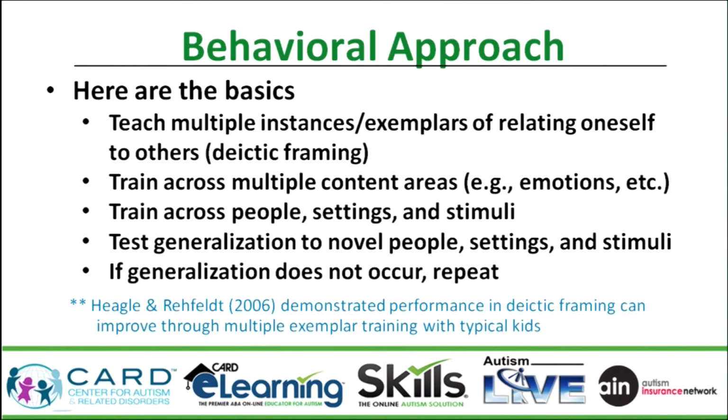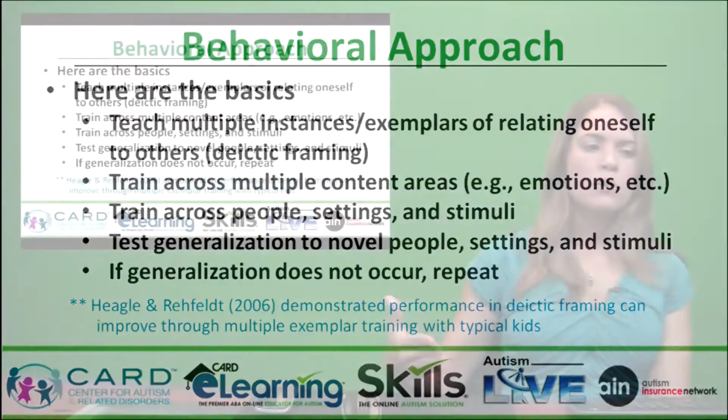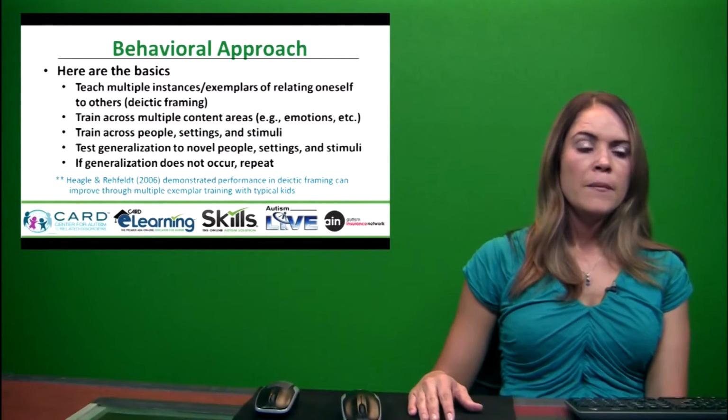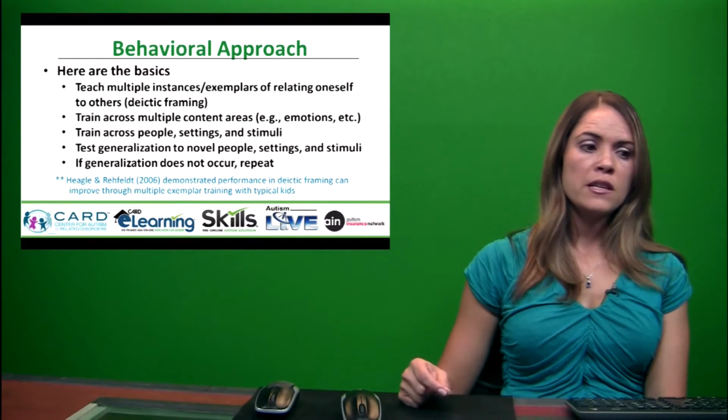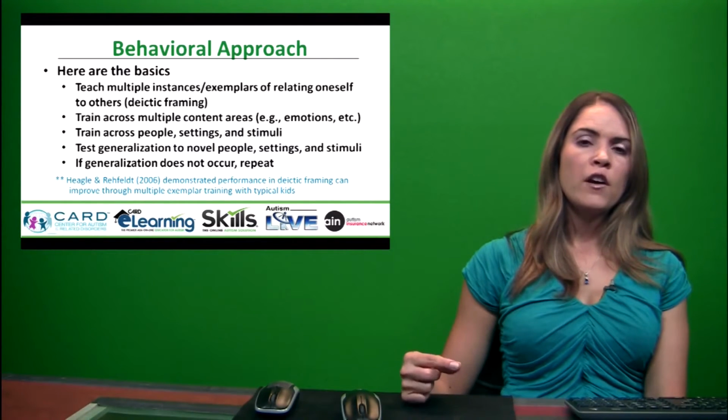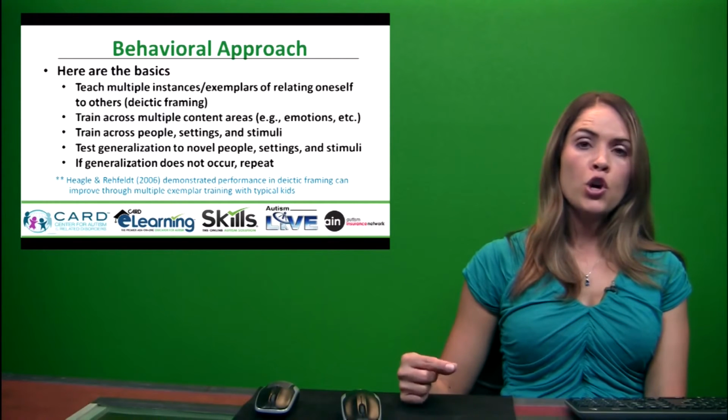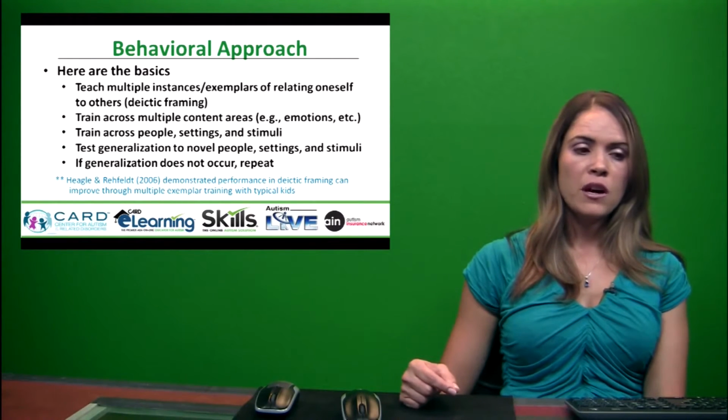We don't want to just teach the child to answer a couple questions rotely and they look like they're 100% correct, but they can't actually use that in a novel new situation with different kinds of content areas, because we're not going to just be doing it with emotions. It's going to be intentions, it's going to be beliefs, it's going to be deception, and so on. So you keep training this across all these different people, settings, and stimuli. Then you're going to also test for generalization, which means look to see, does the child begin to do it on their own without direct teaching with novel people and novel settings and with novel stimuli?